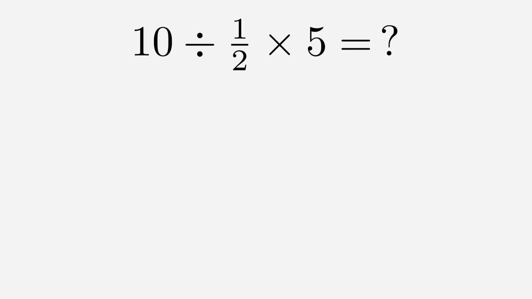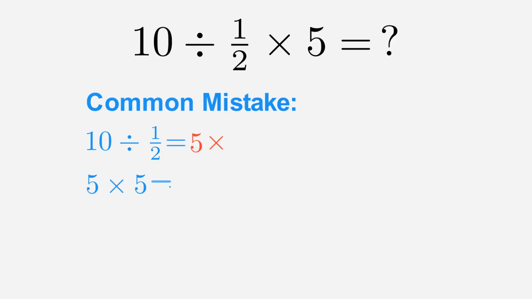10 divided by 1/2 times 5. Go ahead, calculate it in your head right now, and watch yourself get it completely wrong. Here's what 90% of people do. 10 divided by 1/2, well, that's 5, right? Then 5 times 5 is 25. Done. If you just said 25, you fell into the trap.